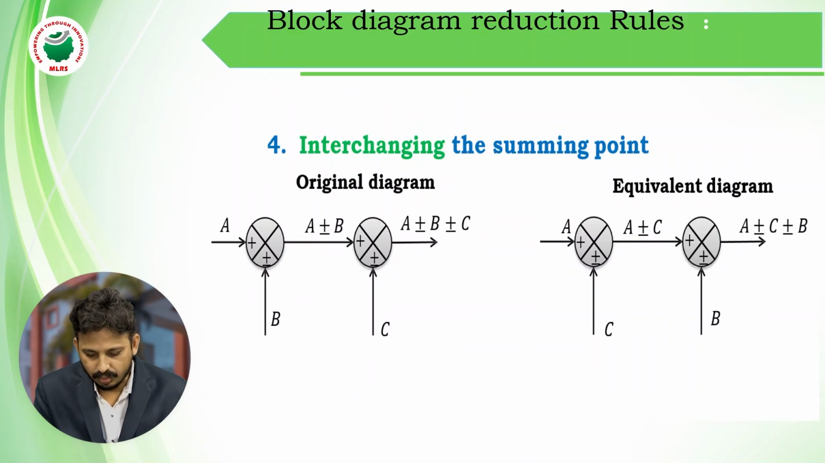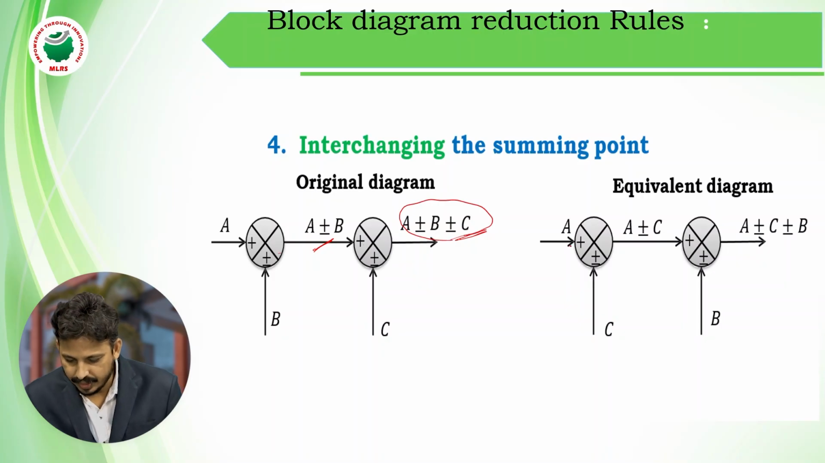Next, interchanging the summing points. Suppose there are two summing points connected in series, back to back. Then they can be interchanged without disturbing the signal flow. So suppose here the signal entering is A plus, and here a B signal is entering. So the output is obviously A plus B. This signal is again entering this summing point, and the output is A plus or minus B plus or minus C. So the output has to come like this, even if you interchange these two signals.